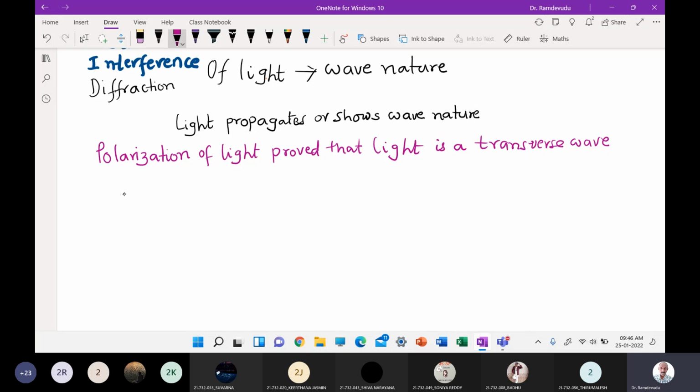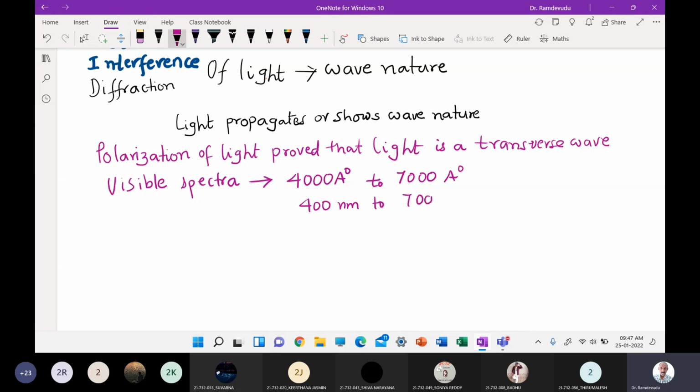But what do you mean by light? Is light only visible? No, light is not just limited to the visible spectrum. The visible spectrum, the light which we can see with our naked eye, extends from 4,000 angstroms, that is violet, to 7,000 angstrom units, which is red. Otherwise, you can write it as 400 nanometers to 700 nanometers. This is the light which our eye can see.